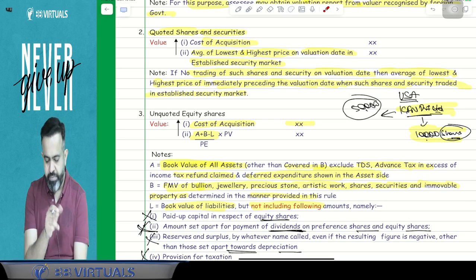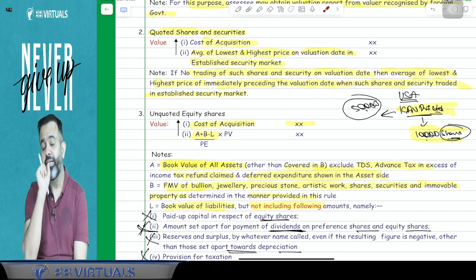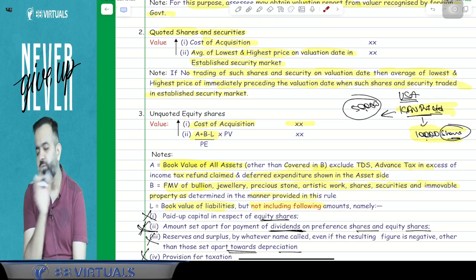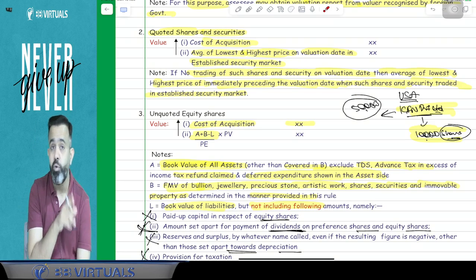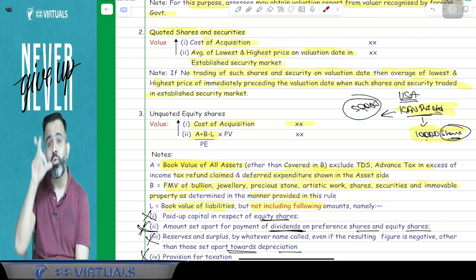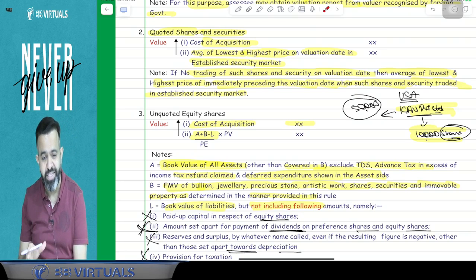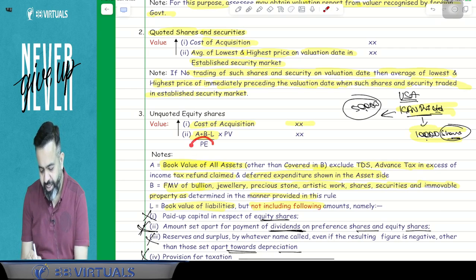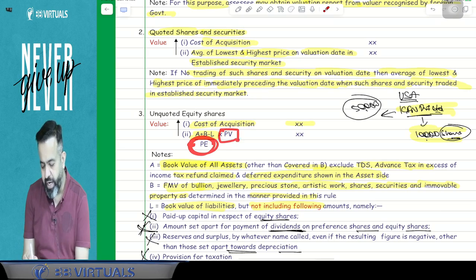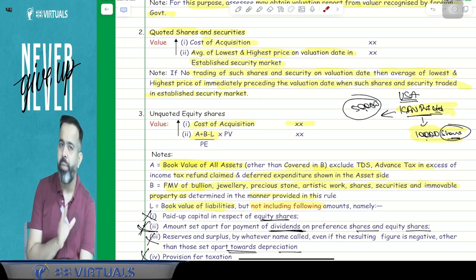A means the book value of assets. B means, for those 10 assets, share security, jewelry, drawing, painting, sculpture, archaeological collection, any other work of art, bullion and immovable property, just calculate the fair market value, meaning NRV. And liability will be at the book value, divided by total paid up share capital, multiplied by how much paid up share capital is held by you.